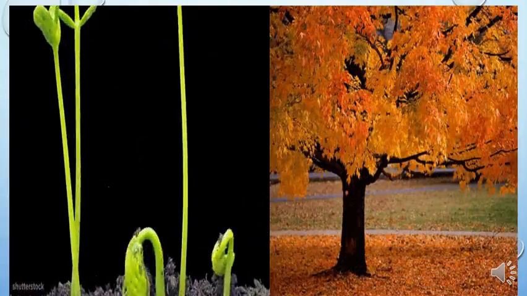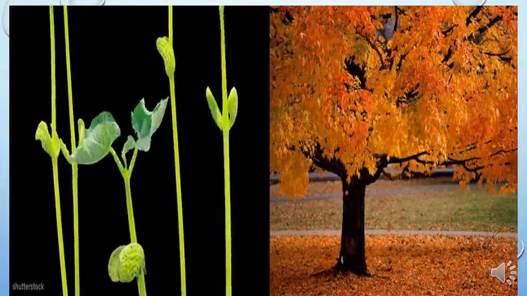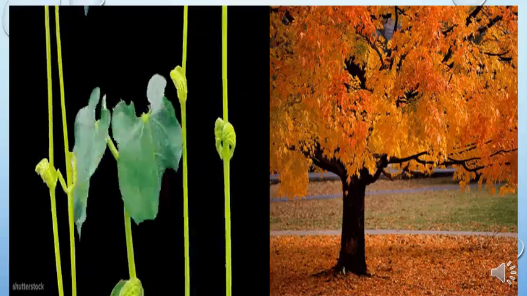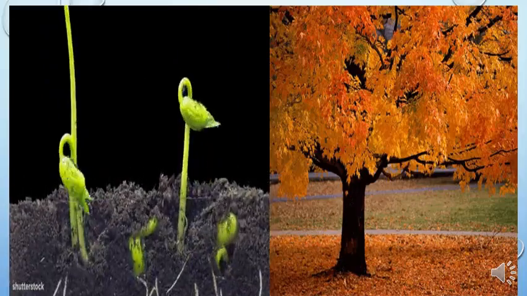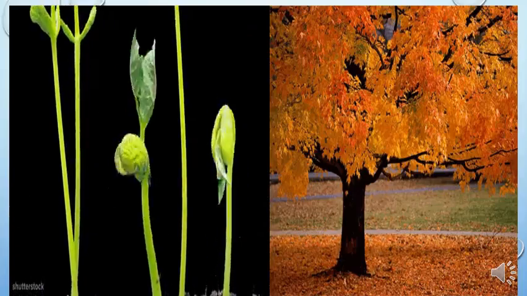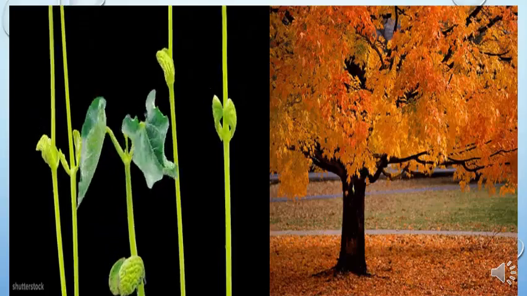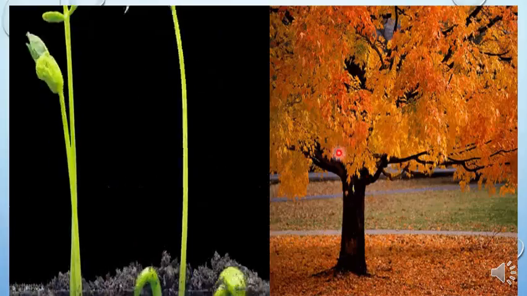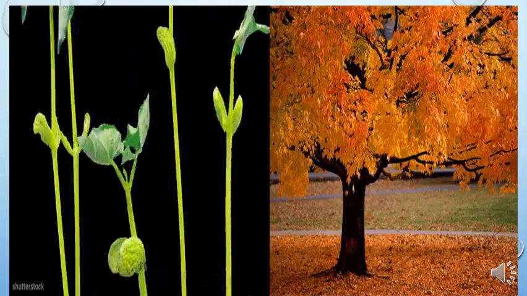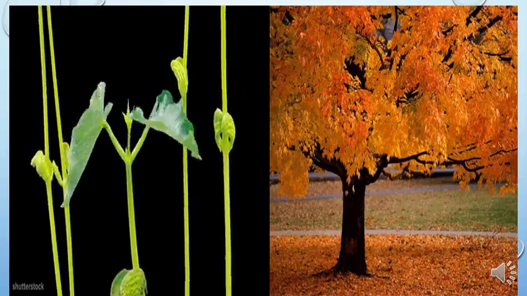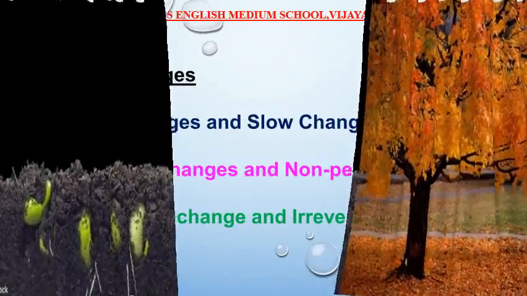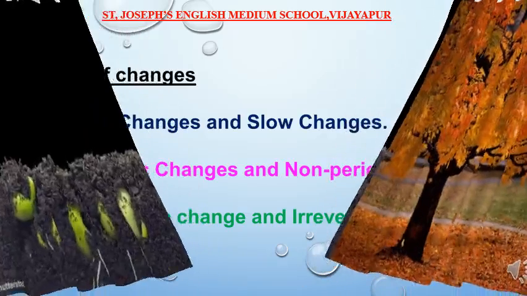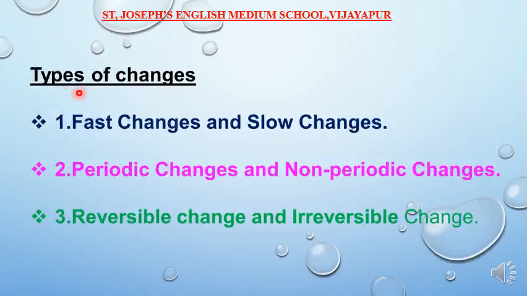grows into a dog. These are all changes. You can see a seed sprouts out and converts into a small sapling, right? When it grows older, you can see leaves falling from the tree. The leaves' green color turns into yellow and it withers from the tree. Now we are going to discuss types of changes around us.